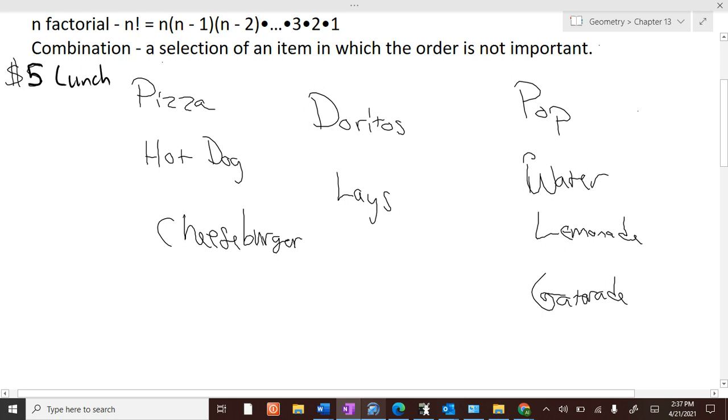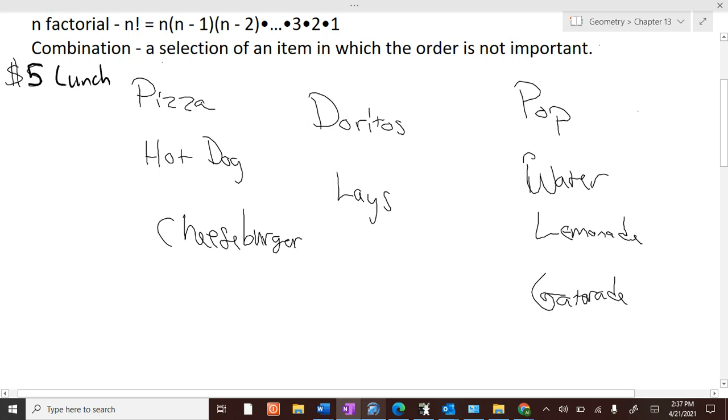Because you could get pizza, Doritos, and a pop, or you could get a cheeseburger, Lay's, and lemonade, or you could get a hot dog, Doritos, and Gatorade. Or how many different ways can I go there? 24 different ways. Calvin Martin got it.